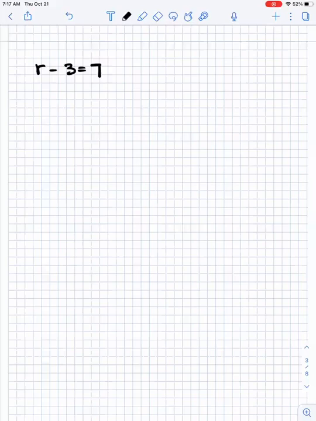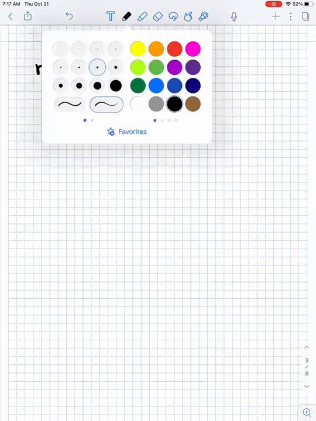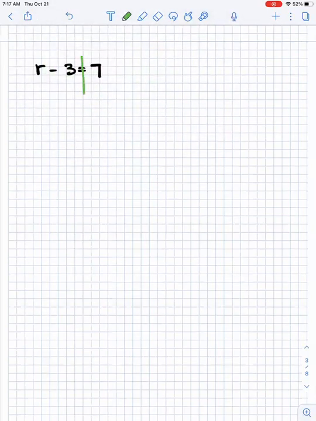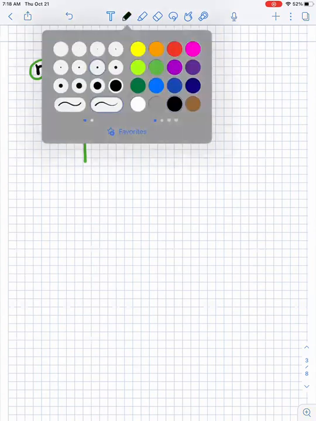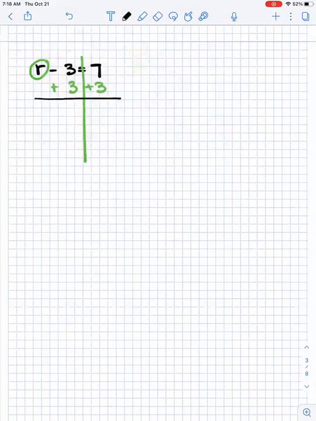So now we've got a subtraction problem. We're going to do the same thing. We are going to make a line at the equals, circle my variable, and move everything out of that room that's outside the circle. So we have to move a -3. The way we move a -3 is by doing the opposite. So now my -3 plus 3 goes away, I'm left with r on one side, and that equals 10.